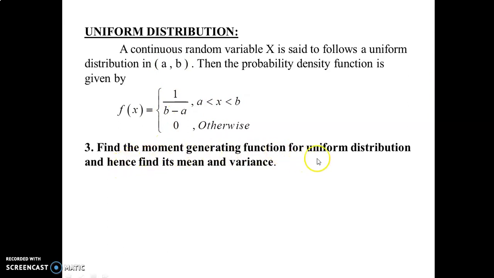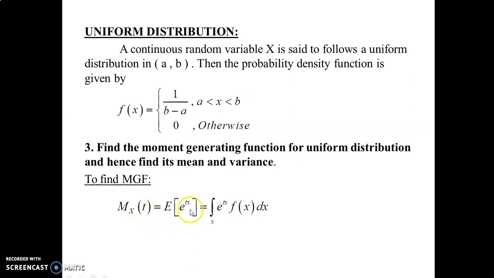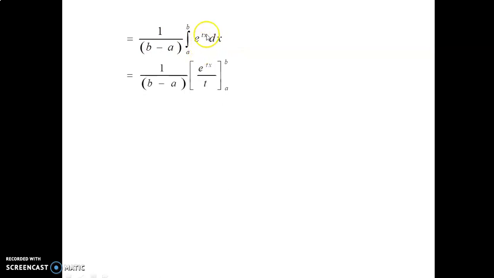Next, find the moment generating function for the uniform distribution and hence find its mean and variance. Find the MGF. Mx of t equal to the expectation of e power tx, which is equal to the integral. This is continuous type, so use the integral over x of e power tx into f of x into dx. Here, integral from a to b of e power tx into 1 divided by b minus a, since f of x is 1 divided by b minus a, into dx. 1 divided by b minus a is constant, so take this outside. We get 1 divided by b minus a into the integral from a to b of e power tx dx. Now the integration of e power tx is e power tx divided by t, with limits a to b.